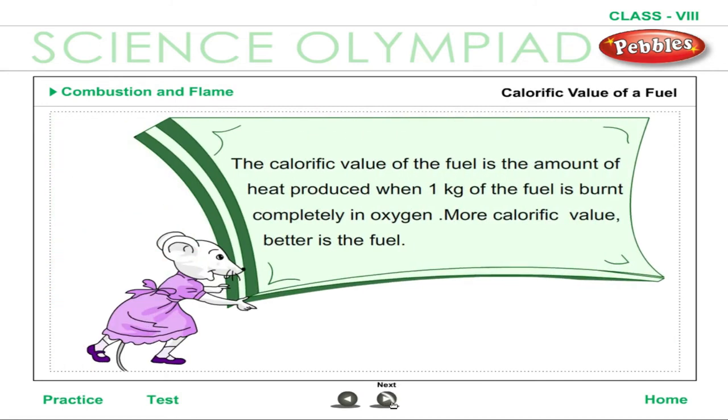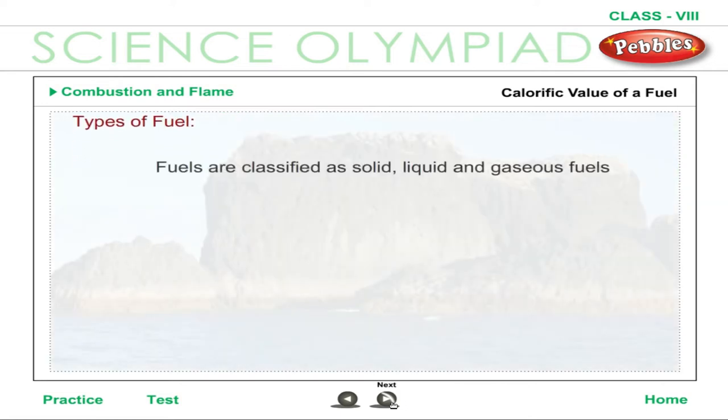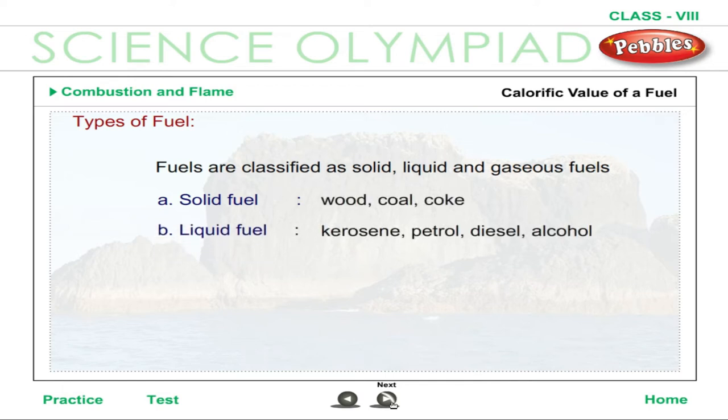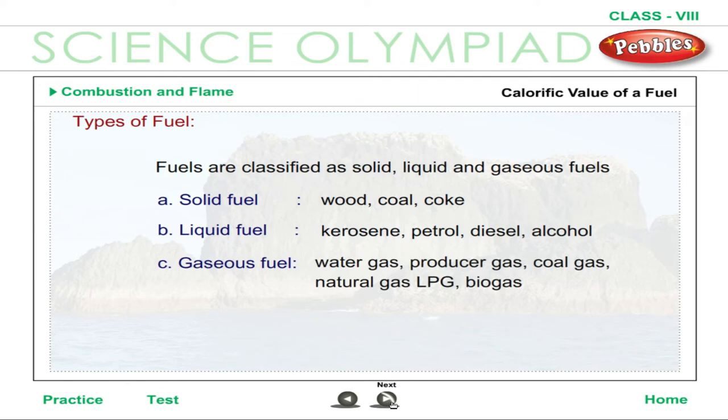Calorific value of a fuel. The calorific value of the fuel is the amount of heat produced when 1 kg of the fuel is burnt completely in oxygen. More calorific value, better is the fuel. Types of fuels. Fuels are classified as solids, liquids and gaseous fuels. Solid fuel: wood, coal, coke. Liquid fuel: kerosene, petrol, diesel, alcohol. Gaseous fuel: water gas, producer gas, coal gas, natural gas, LPG, biogas.